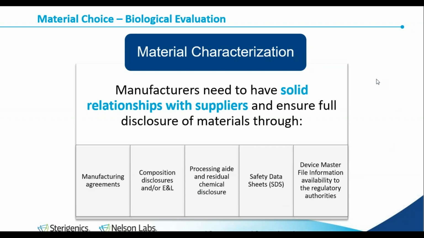So this is just one slide on the biological evaluation side, so the biocompatibility aspects. And the material characterization or material choice here has a lot to do with material characterization. And it's really important that as a manufacturer, you have really good relationships and understandings with your suppliers. And there are a number of things that are really important here. The manufacturing agreements, the focus there is largely on change control.